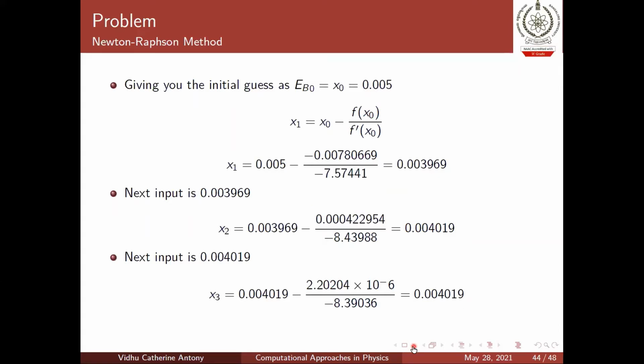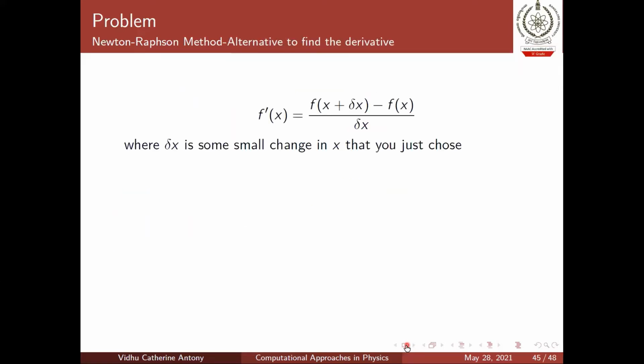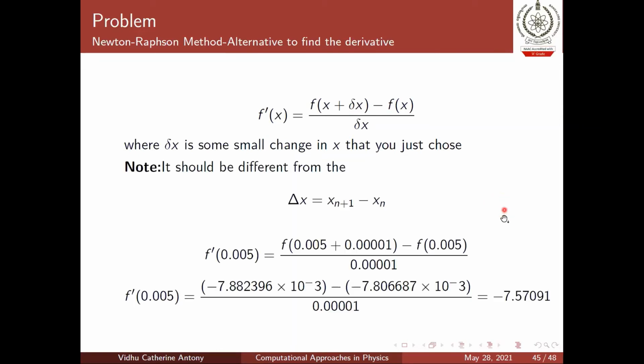So let's go on to the trick that you have. Here you have an f prime of x, which is equal to f of x plus delta x minus f of x, divided by delta x. So delta x is some small change in x that you choose. Again, I'm reiterating this: it should be different from the capital delta x that you have. That means it should be different from x1 minus x naught if you're doing it for the first iteration.